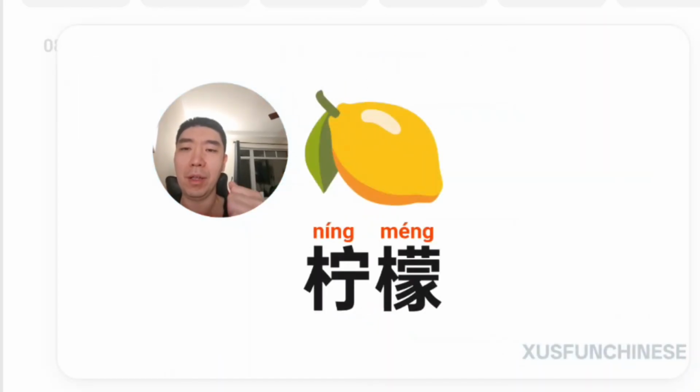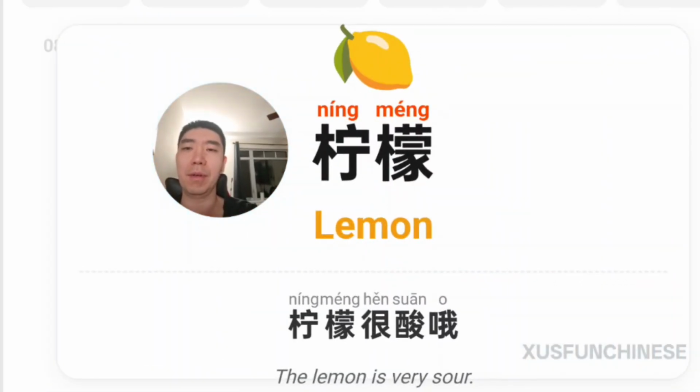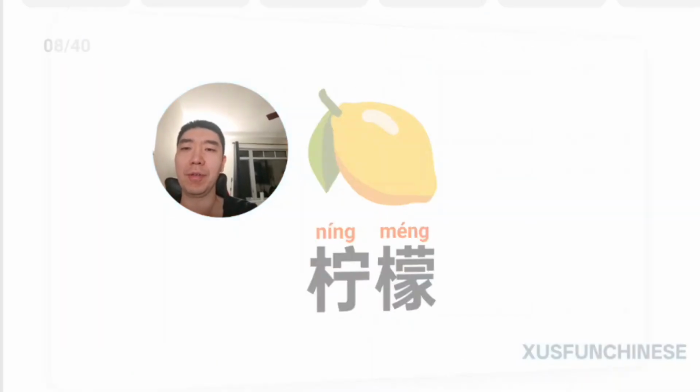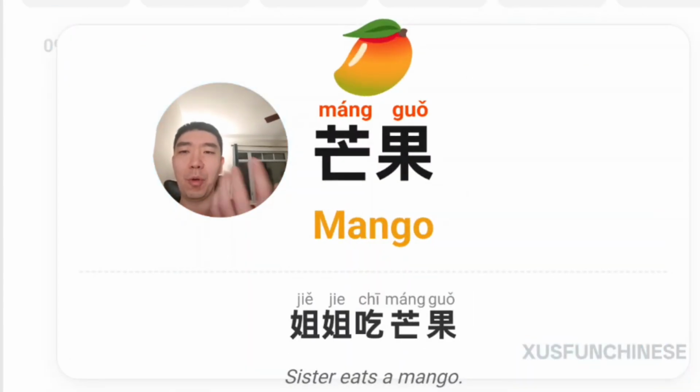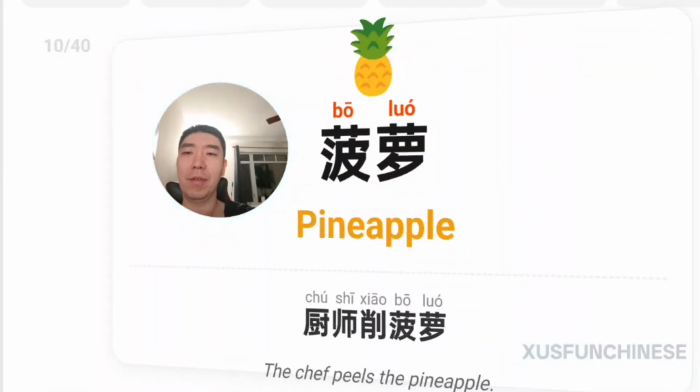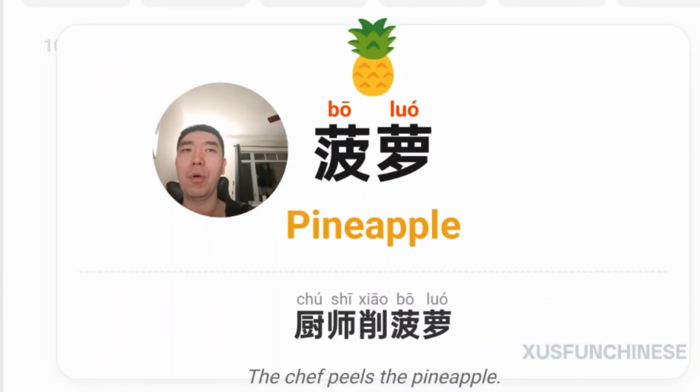柠檬。柠檬 is also kind of a phonetic translation, but like 葡萄, those two characters are not used anywhere else. 柠檬很酸哦。Yeah, 柠檬 is definitely 很酸, and I don't think people in China really differentiate lime and lemon that much. 芒果。芒果 is both phonetic and meaningful. 姐姐吃芒果。So 果 is fruit like 苹果, but 芒果 also sounds a lot like mango. So perfect translation.